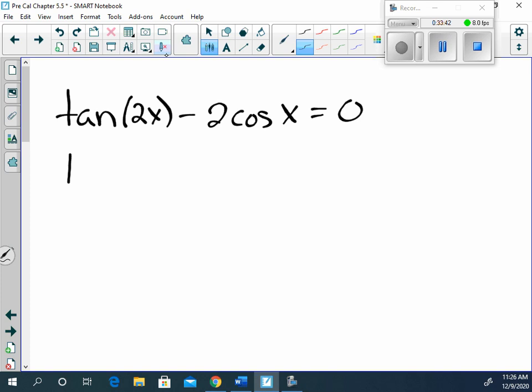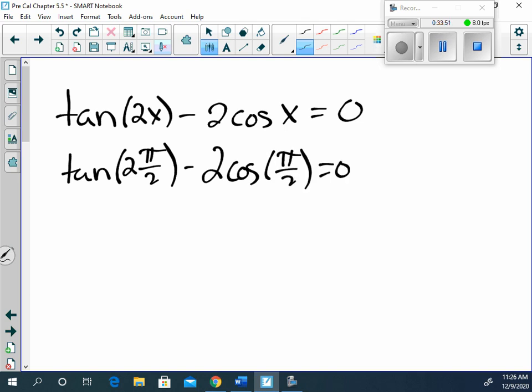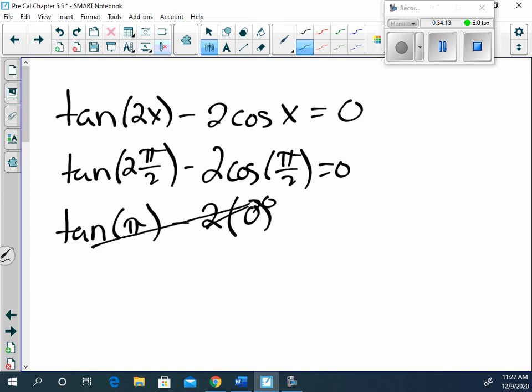As it works out, pi over 2 actually does work. Because this here would be tangent of pi minus cosine of pi over 2, which is 0. And tangent of pi is 0 over 1, so this actually works out to be 0.